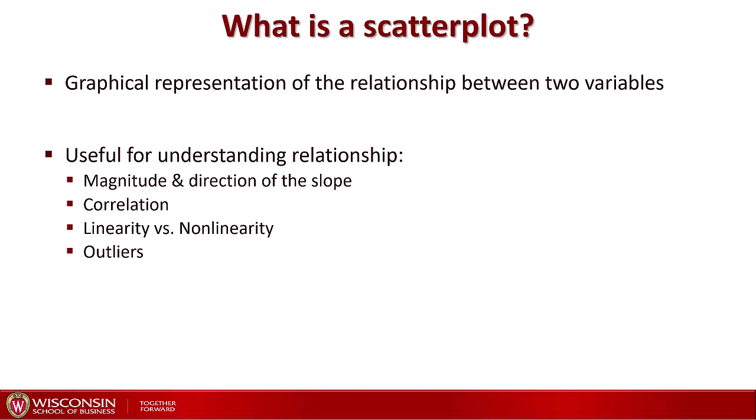A scatterplot is a graphical representation of the relationship between two variables. It's useful for understanding four things. First, it's useful for understanding the magnitude and the direction of the relationship. On average, does X increase a lot as Y increases? Does it increase a little bit? Or does it decrease as Y increases? It's useful for understanding the strength of the correlation between those two variables. That is, among other things, how tightly packed are the points around the line.